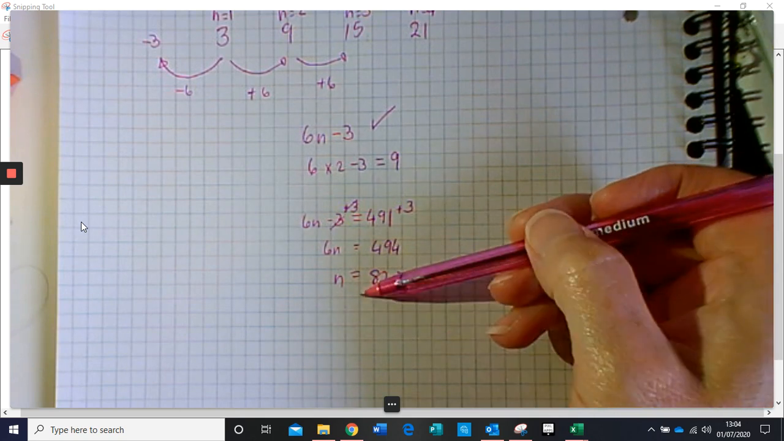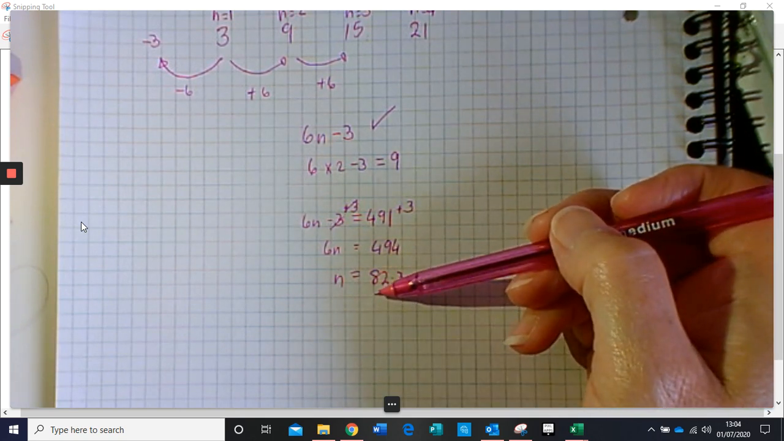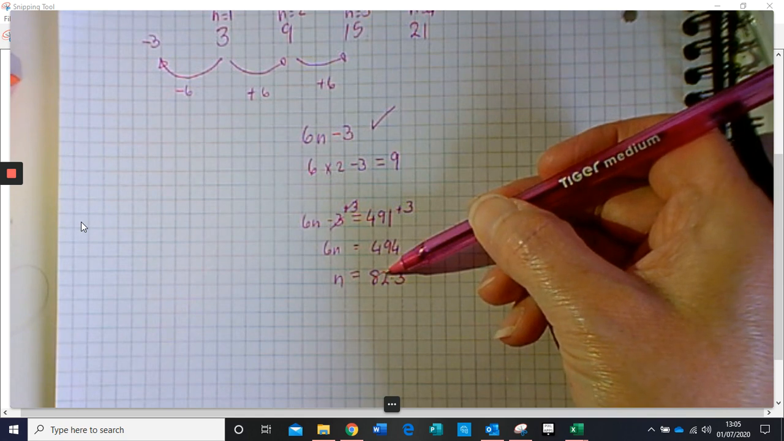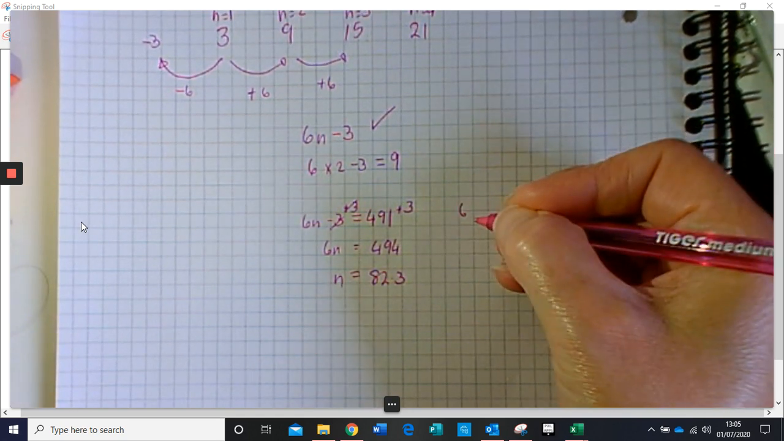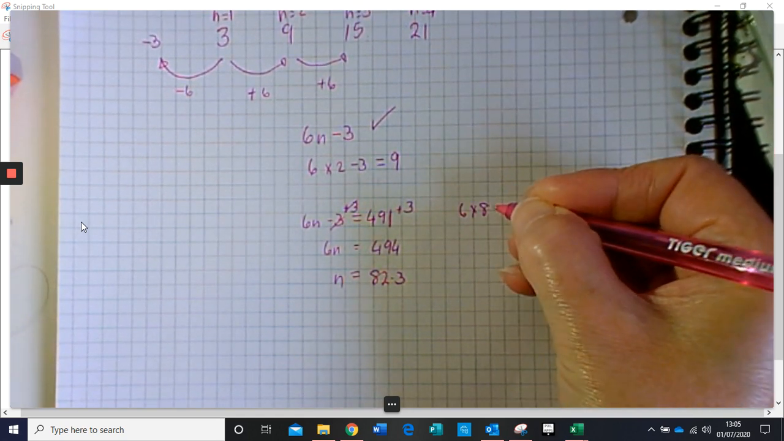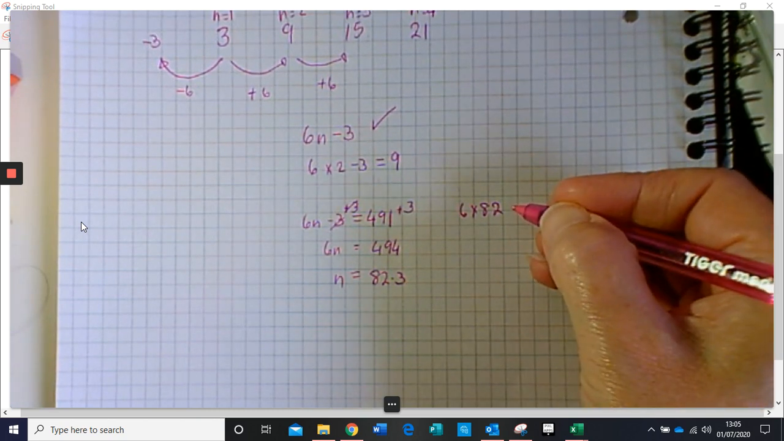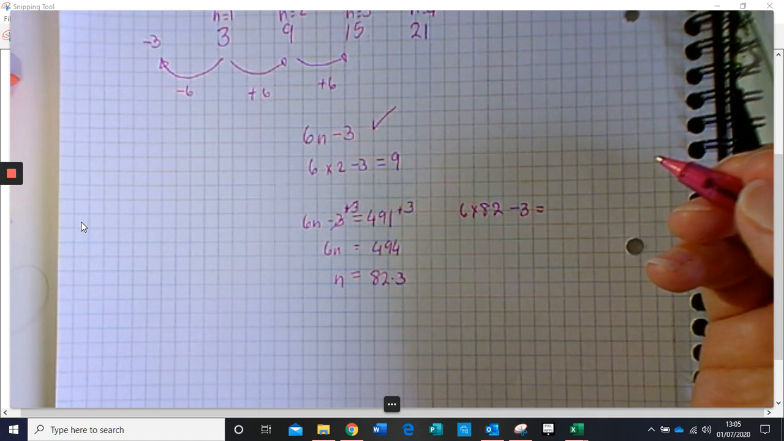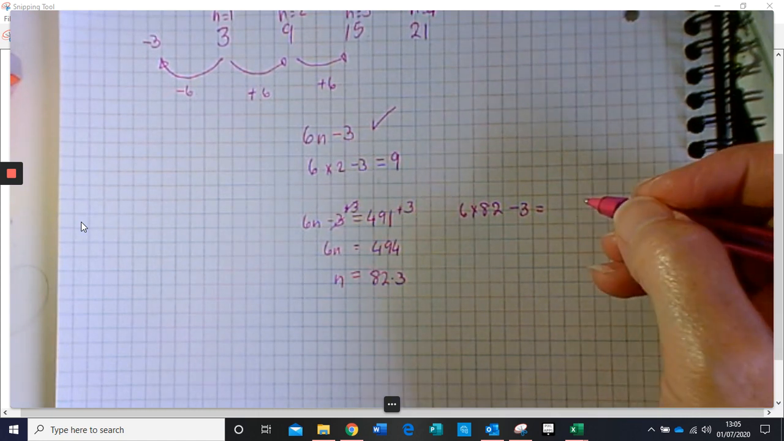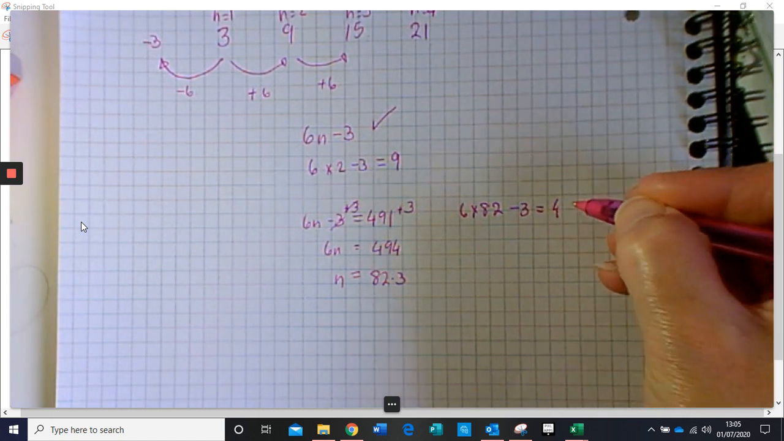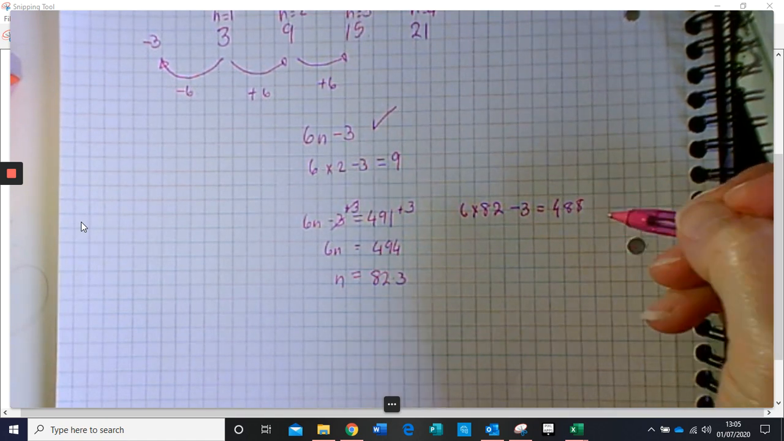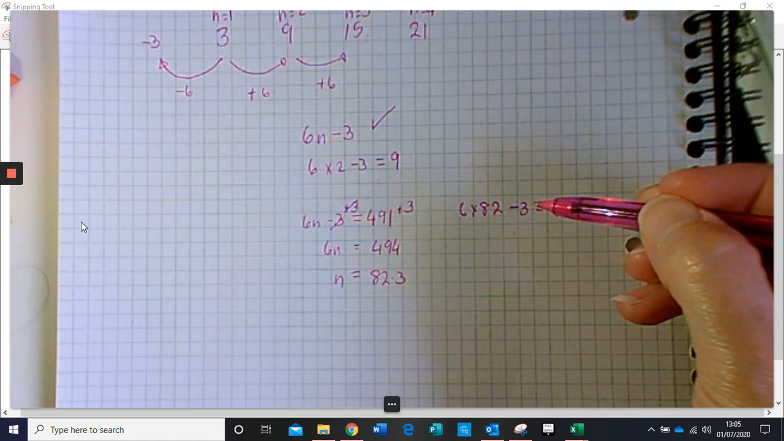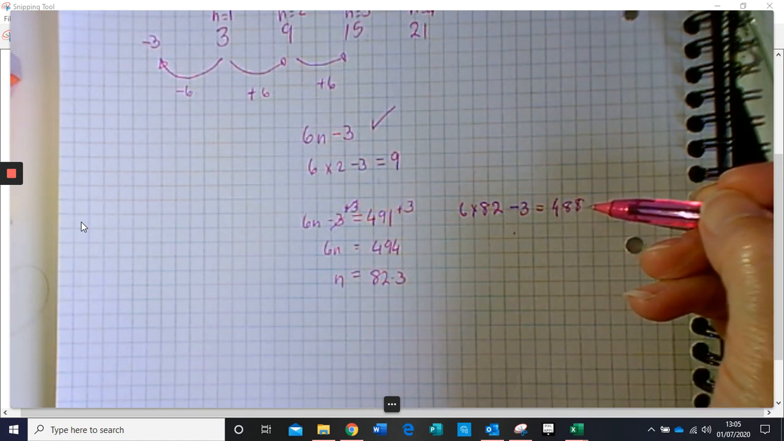You could also work out what the 82nd term is. So 6 times 82 minus 3 would be, I think it's 488. Okay, so the 82nd term would be 488.